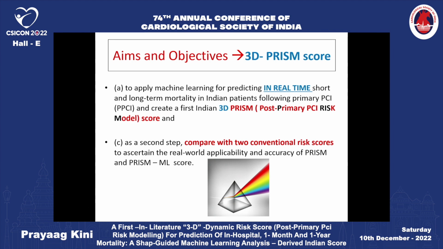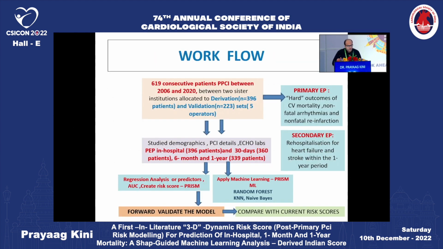So we applied machine learning along with regression analysis for predicting, in real time, short-term and long-term mortality in Indian patients following primary PCI. PRISM is the name of the score, the PRISM score. As a second step, we validated it against the conventional risk scores, both as LR and as an ML model. We had 619 consecutive patients who underwent primary PCI between 2006 and 2020 from 2 sister institutions with 5 different operators, with a derivation cohort of 396 and a validation cohort of 223. That is from 2020 to 2022.